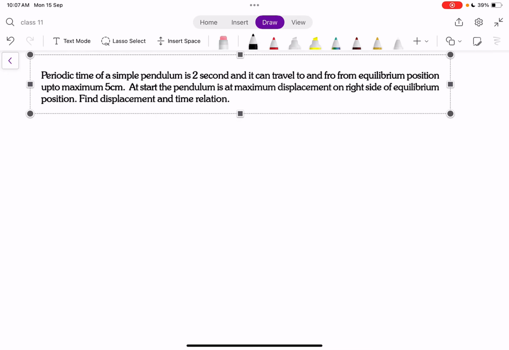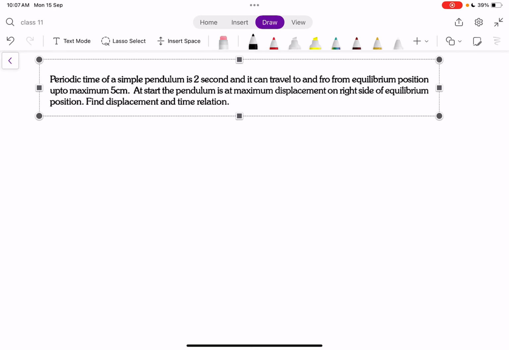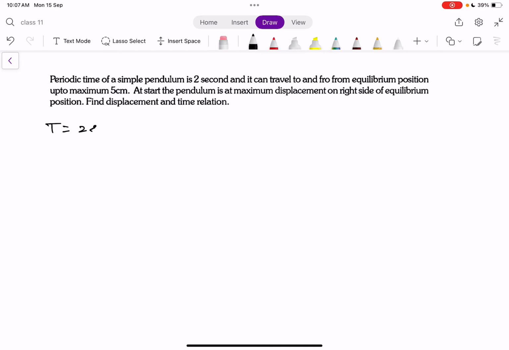Periodic time of a simple pendulum is 2 seconds. Periodic time, meaning, children, the time period is 2 seconds. It can travel to and fro from an equilibrium position up to a maximum of 5 centimeter. That means amplitude is 5 centimeter.